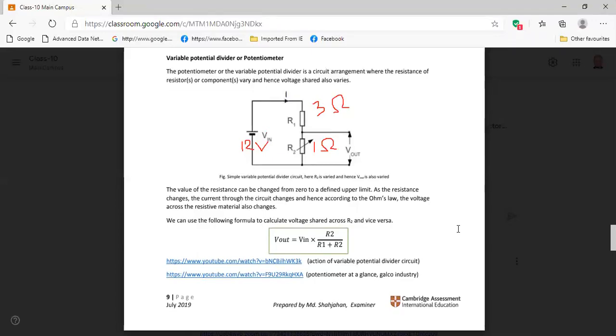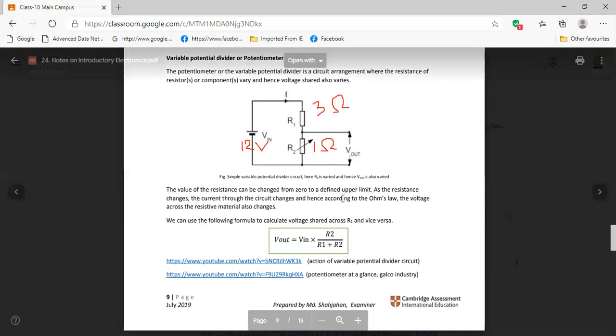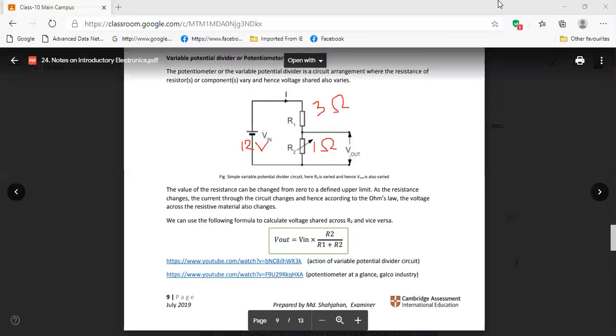The answer is 3 volts. Yes, the answer is 3 volts. You are right. If I give this V out here, then what will be your answer? 9 volts. If I change these resistors, here I am giving 4 ohms and here I am giving 2 ohms, then what will be V out across R2?